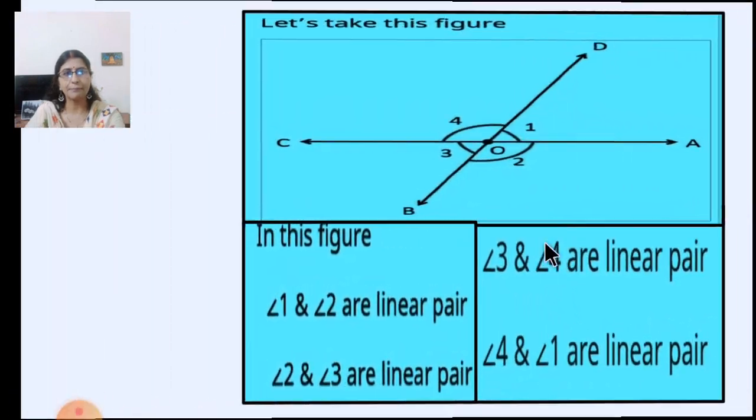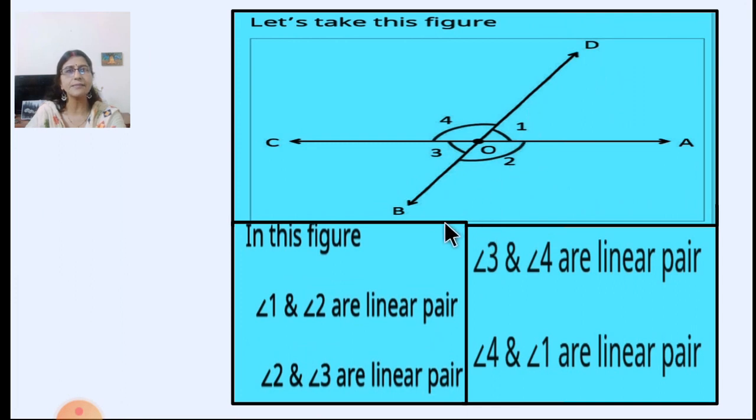Now this is another example. Let us take this figure where two intersecting lines BD and AC are forming four angles: angle 1, angle 2, angle 3 and angle 4. In this figure you can see angle 1 and angle 2 are a linear pair because they are forming on the straight line BD. Same way, angle 2 and angle 3 are also a linear pair as they are forming on the straight line AC. Angle 3 and angle 4 are also a linear pair as they are forming on line BD. Angle 4 and angle 1 are also a linear pair as they are forming on the line AC or CA.